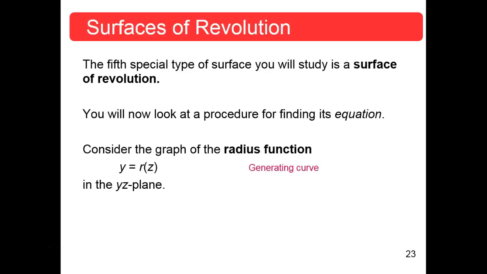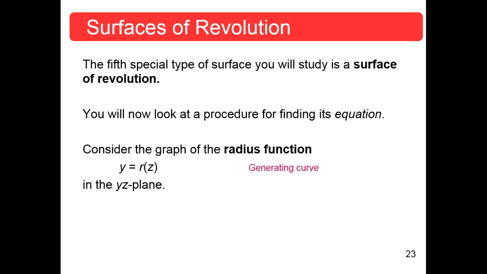The fifth type of surface you will study is the surface of revolution. So we had spheres, planes, what was the other one? Cylinders, right? And then quadratic surfaces, that was 4. Here's the fifth type, surfaces of revolution. Okay, you'll now look at a procedure for finding a surface of revolution's equation. This we probably didn't do.